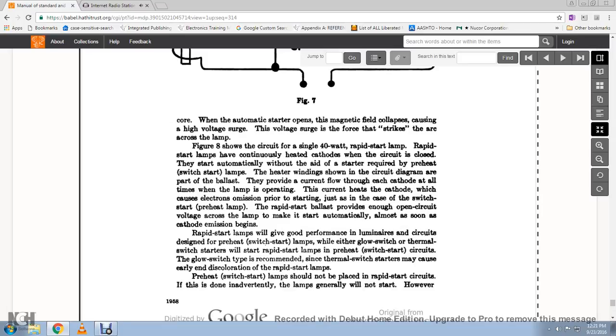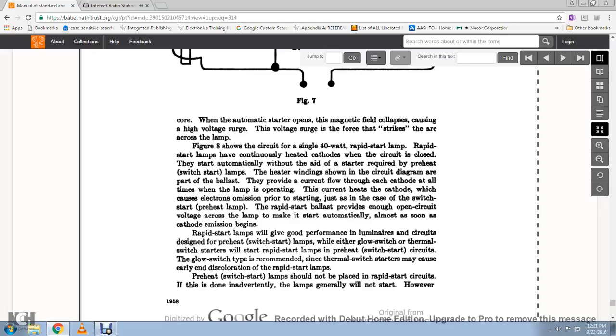The heater windings shown in the circuit diagram are part of the ballast and provide current flow to each of the cathodes at all times. While the lamp is operating, the current heats the cathodes, which causes electron emission prior to starting, just as in the case of the switch start preheat lamp. The rapid start ballast provides enough open circuit voltage across the lamp to make it start automatically almost as soon as the cathode emission begins.